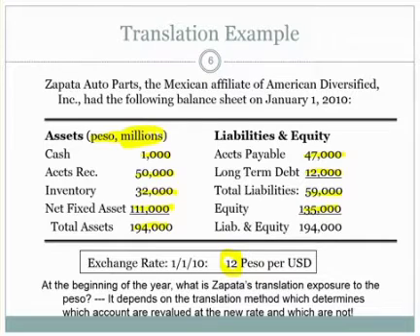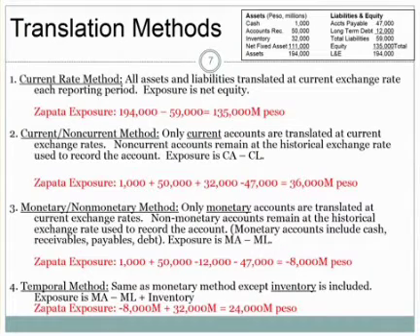Now the question is, if this exchange rate were to go from 12 to say 13, which would be an appreciation of the dollar, depreciation of the peso, would the parent firm have to restate these accounts and possibly show a loss on the US dollar financials? Well, that depends on the translation method. Let's look at 4 possible translation methods.